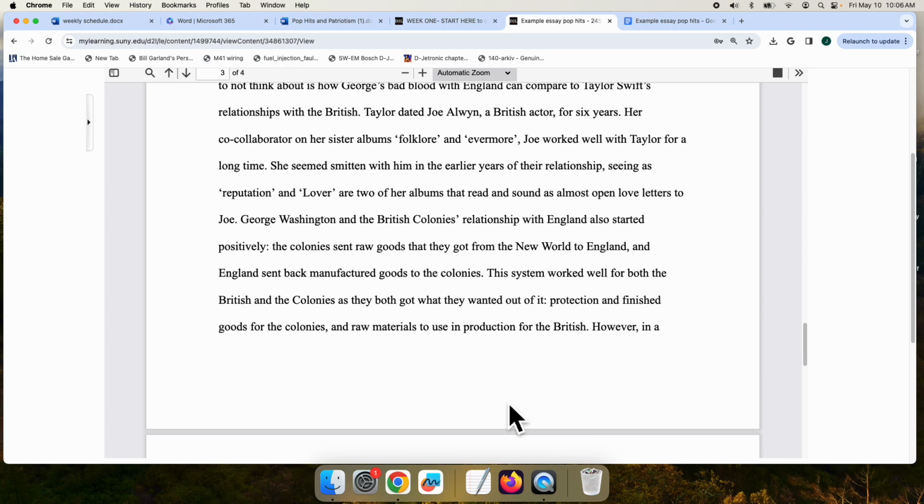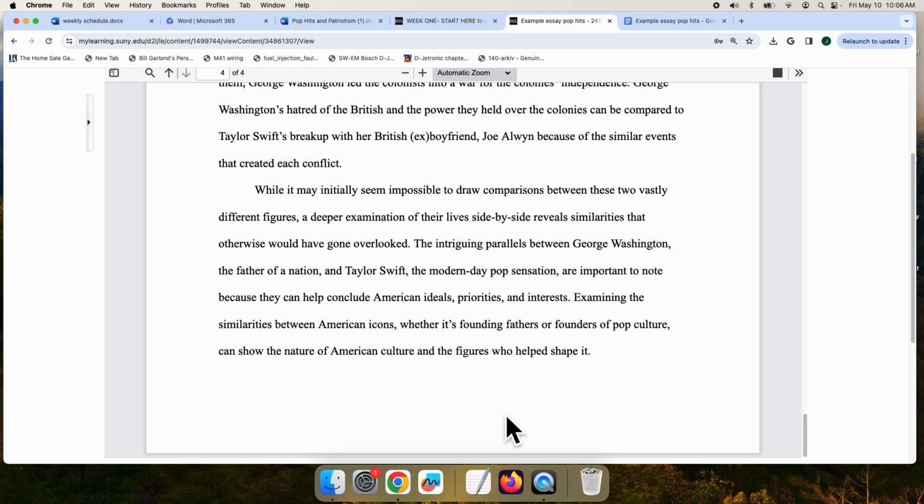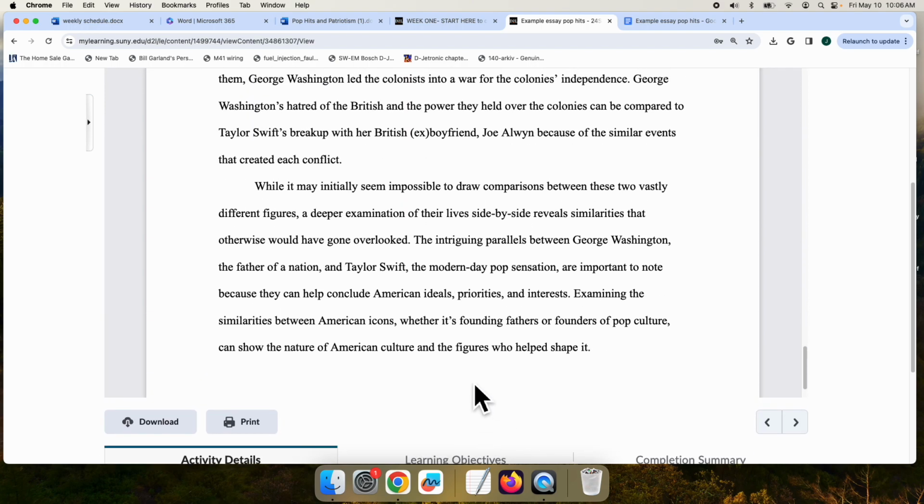But something I do want to point out here is that the paper has a conclusion on it. And conclusions are a great way to wrap things up. We can talk about those more in detail later on, but I want you to take note. The introduction of this paper, if you recall, gives us a little bit of backstory about who George Washington was, and it gives us a little bit of backstory about who Taylor Swift is. Now, if you look at this conclusion, it provides somewhat of a summative approach to where this paper has been.